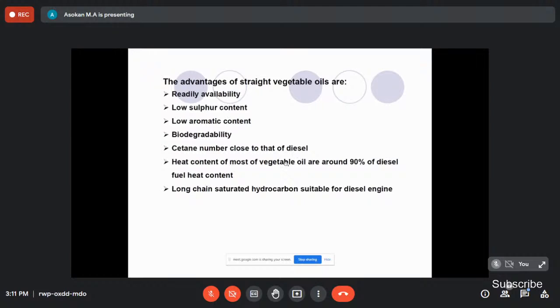So the heat content of most vegetable oils is around 90% of diesel fuel heat. Okay. So it is an oxygenated fuel, a long chain saturated hydrocarbon, suitable for a diesel engine. The calorific value is around 40,000. Even diesel is 45,000 kilojoules per kg. In vegetable oil, it comes to around 38 or 40 thousand kilojoules per kg. Okay.